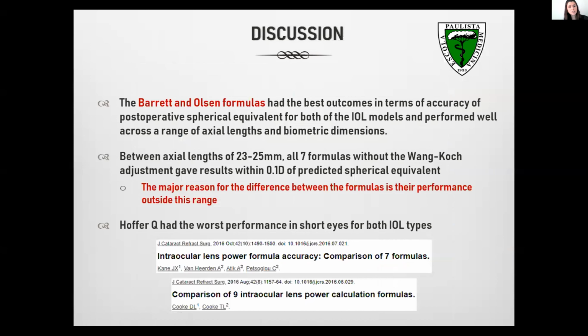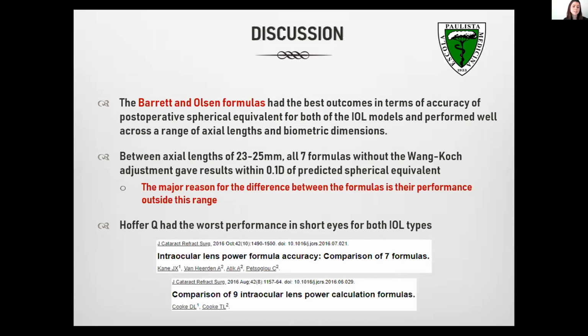Going to the discussion, the Barrett and Olsen formulas had the best outcomes in terms of accuracy of postoperative spherical equivalent for both of the IOL models and performed well across a range of axial lengths and biometric dimensions. Between axial lengths of 23 to 25 millimeters, all of the formulas gave very small errors, within 0.1 diopter of predicted spherical equivalent. So the major reason for the difference between the formulas is their performance outside this range, in the extremes.